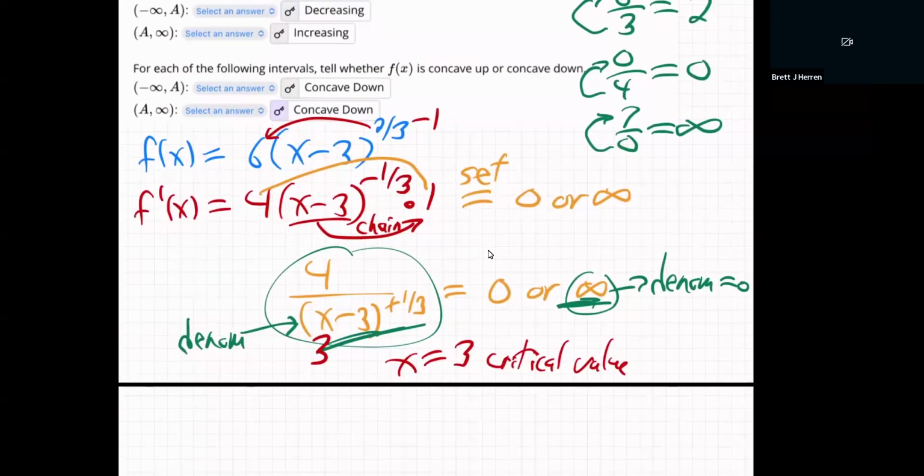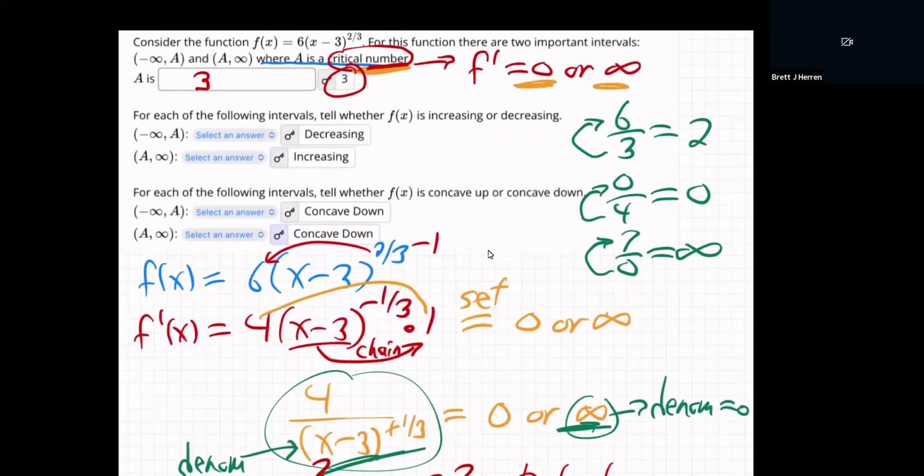How'd I get it again? I took the first derivative and I asked, where is it 0 or infinity? Well, if the denominator is 0, it's going to be infinity. And that's when x is 3. So x equals 3 is the critical value. Okay, so we got that. Next.